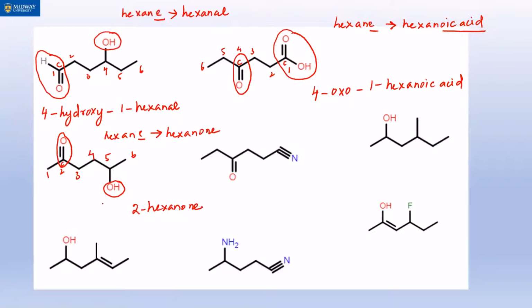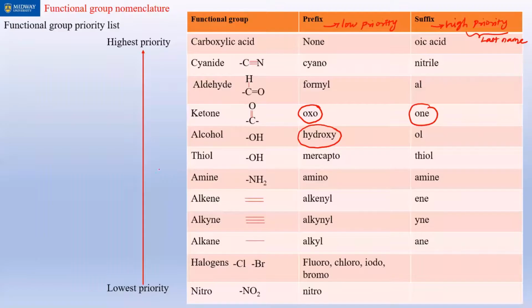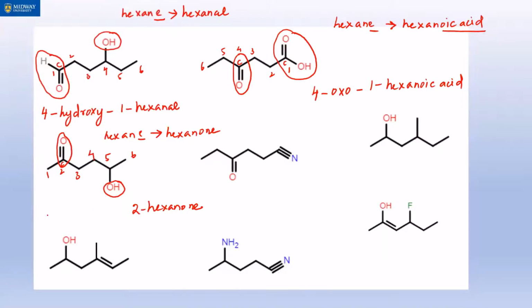And the alcohol group is in the fifth position. Because alcohol is a low priority compared to ketone, it takes the prefix. So it's hydroxy, okay? So it's 5-hydroxy-2-hexanone, right? Good.